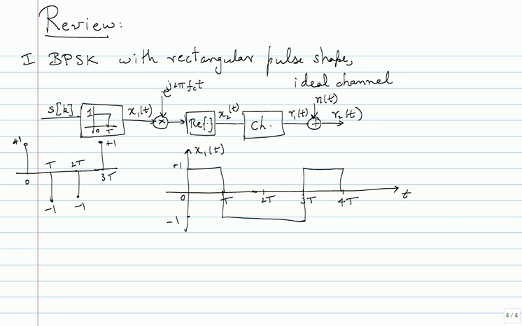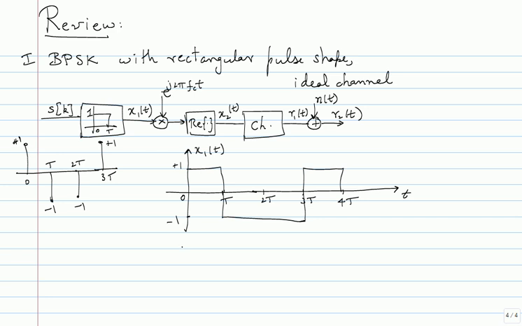What do you do for x2 of t? It's basically x1 of t multiplied by what? Cos 2 pi fc t. So you need some information about the relationship between fc and t. Let's say, for a simple case, four cycles of the carrier will show up in each symbol. Suppose you assume that, plot x2 of t.